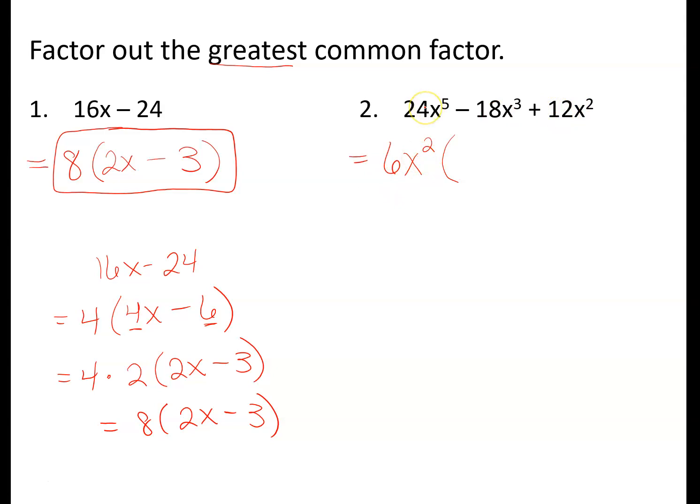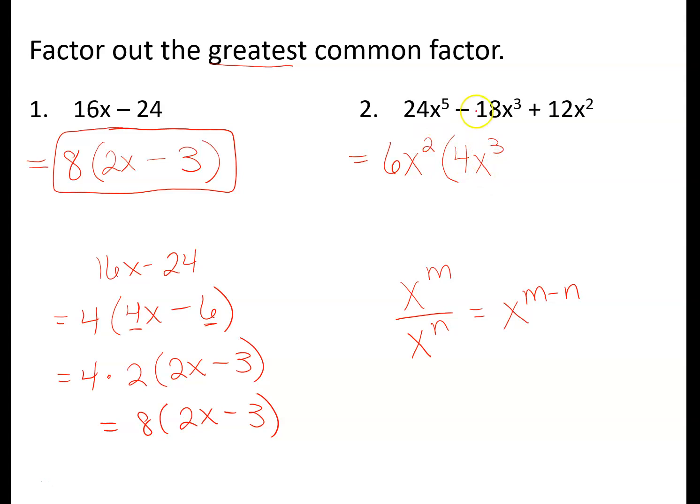So we do 24 divided by 6 is 4. And when we divide the variables, remember that exponent rule. If you're dividing with the same base, you subtract the exponents. And so I'm going to do x to the 5th divided by x squared, 5 minus 2, which is going to make x cubed for that term.